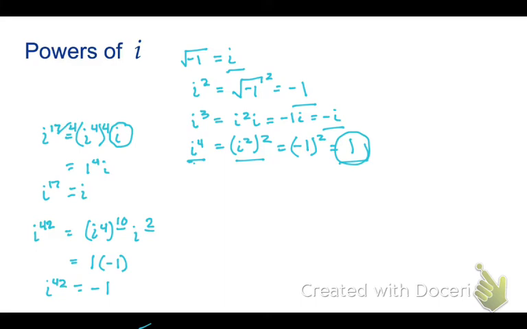Give me another number, Matt. 75. Okay, so I'm going to divide it by 4. And then we're going to have our leftovers. So 4 goes into 75. Well, 4 goes into 7 one time with 3 left over. 4 goes into 35 eight times with how many left over? 3. Okay, so this whole thing is 1. Do I even need to write it down anymore? Nope. So i to the 75th is i cubed, which is negative i.